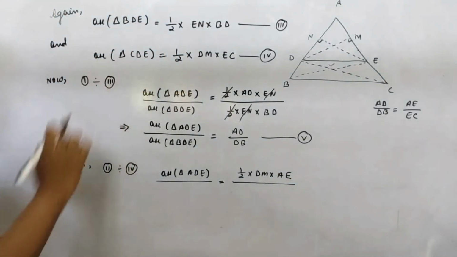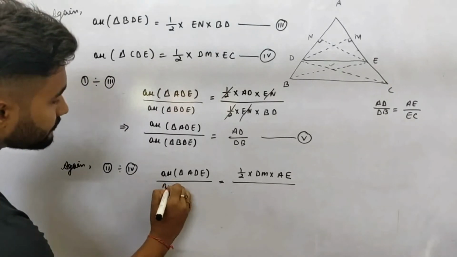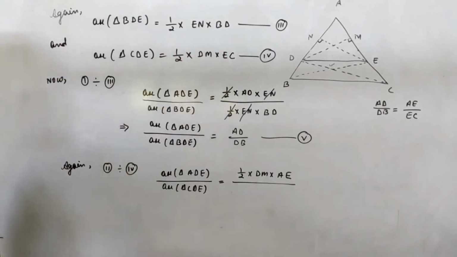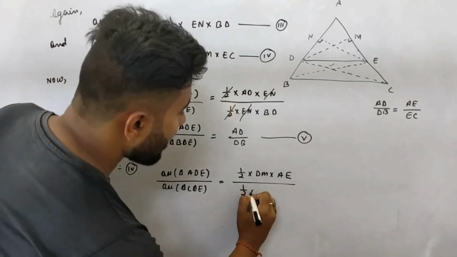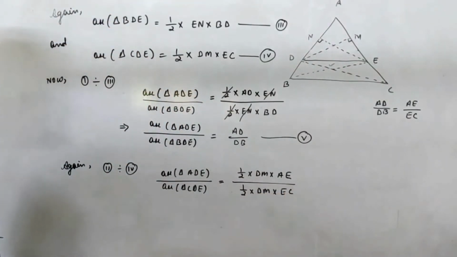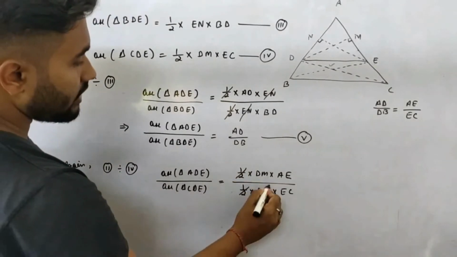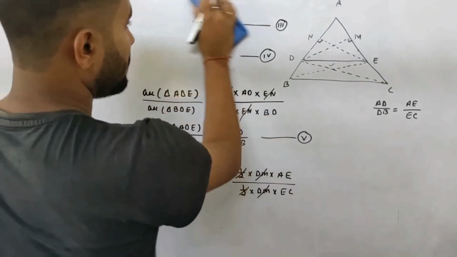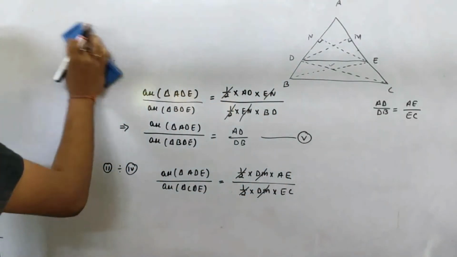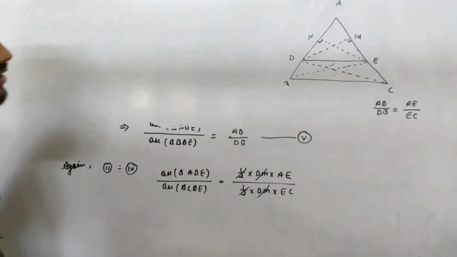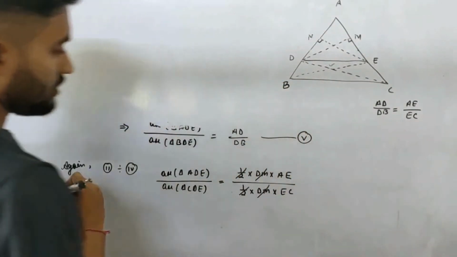Divided by what? Equation 4. What is equation 4? Area of triangle CDE is equal to half into DM into EC. Done. This is our equation 4. Equation 2 divided by equation 4. Similarly, half will cancel over here. DM will cancel. What will remain for us? Let me write B once again. So what will remain?